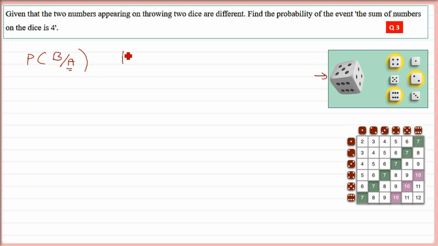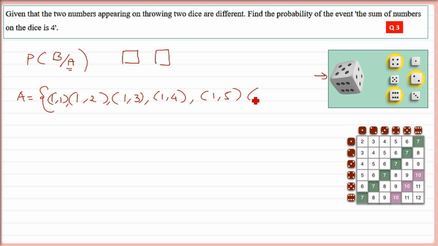So when you throw two dice, this is one die, this is another die. So what is the sample space? It will be 1, 1 first, the second will be 1, 2, then 1, 3, 1, 4, 1, 5, then 1, 6. This is the first row. Now the second one will be what? 2, 1, 2, 2, 2, 3, 2, 4, 2, 5, 2, 6. Like this. I hope you got the idea.